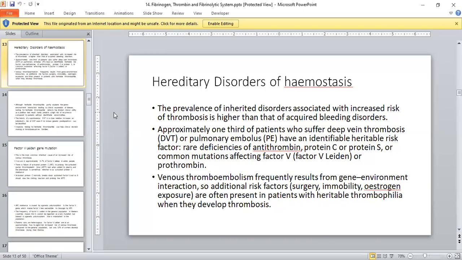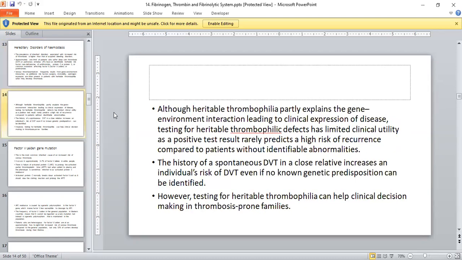So stasis leads to formation of diseases like DVT, deep venous thrombosis, and pulmonary embolus. This is when the thrombus detaches and migrates to the lungs, or something like stroke. So it's potentially serious, and it requires to be treated as soon as possible.